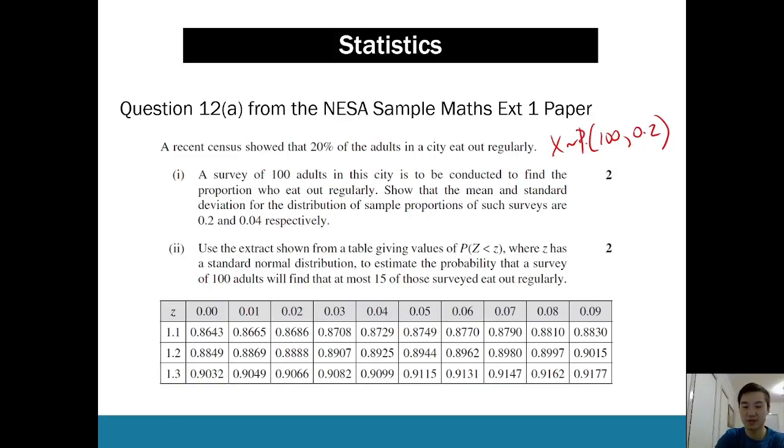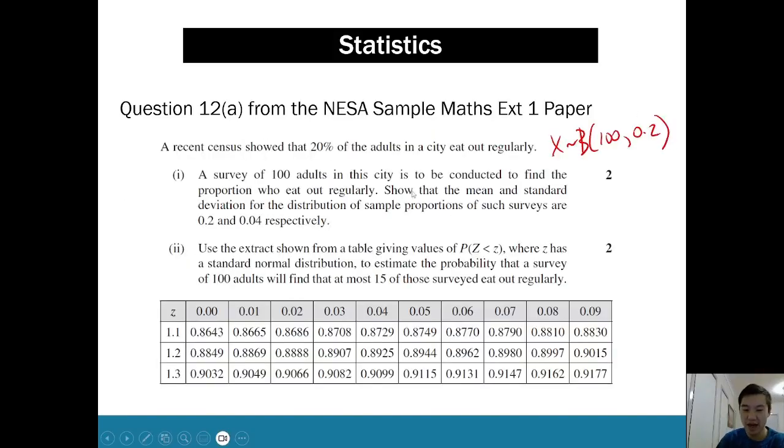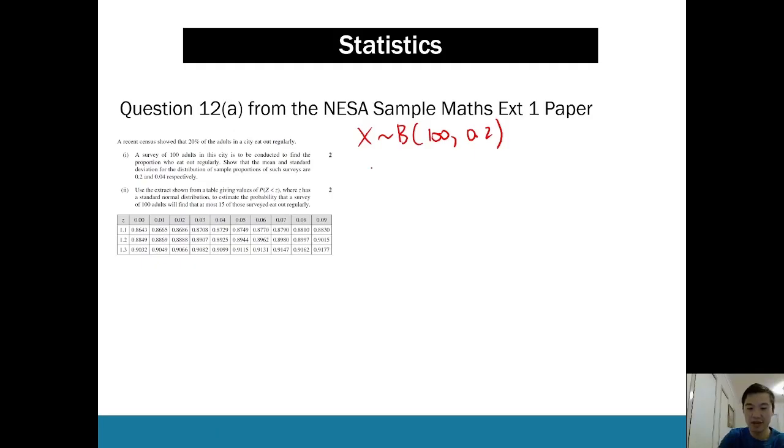And it's binomially distributed because there are 2 outcomes. But this is a survey, and we're trying to find the mean and standard deviation of the distribution of the sample proportions of the surveys. So remember that the mean of the sample proportion is going to be np divided by n, which is just p, which is just going to be 0.2.